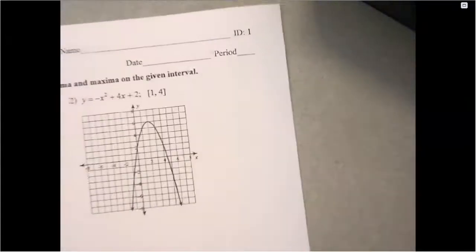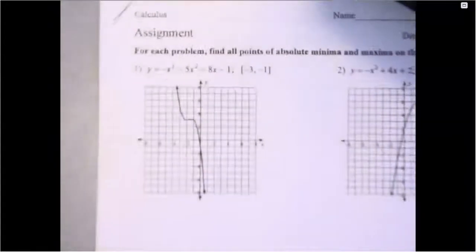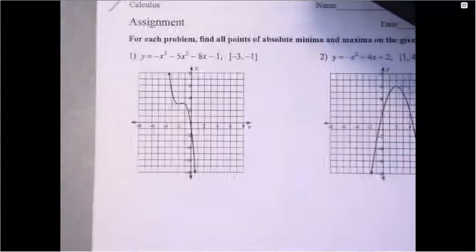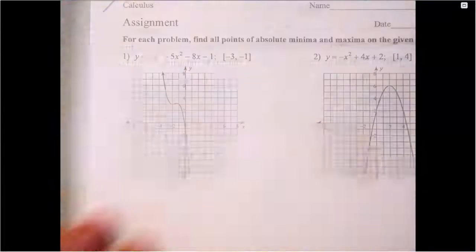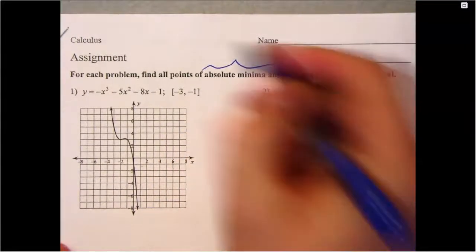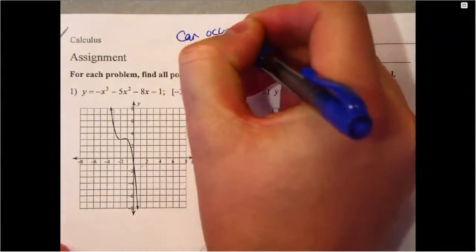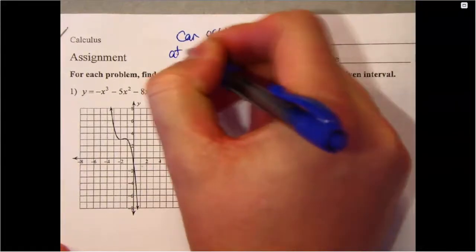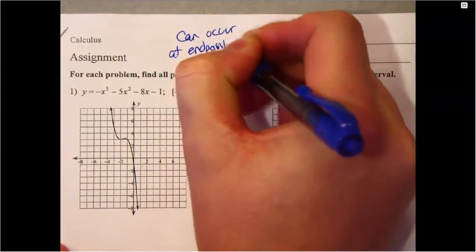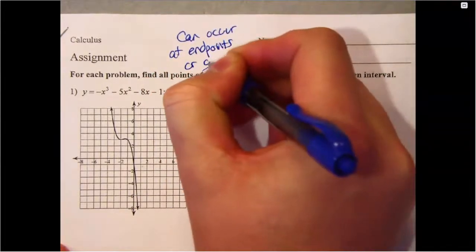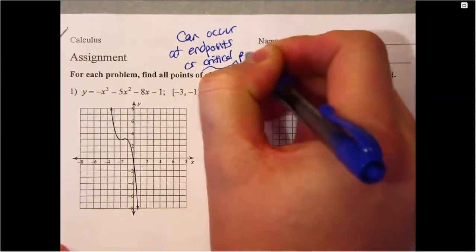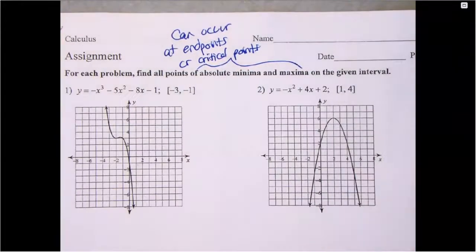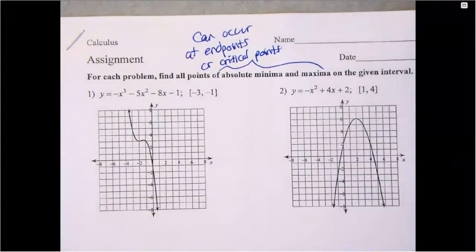So for each problem, find all the points of absolute minima and absolute maximum. So the possibilities, absolute minima and maximum can occur at endpoints or critical points. So I get these candidates that I'm going to check.